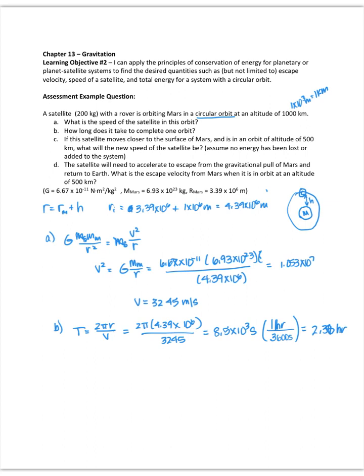I want to also just offer this disclaimer. I kind of made up this problem. I don't really know if these are reasonable orbits for a satellite, but I knew what I wanted to do with the problem, so I just made up these values.